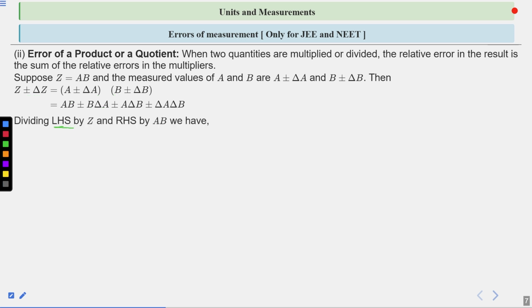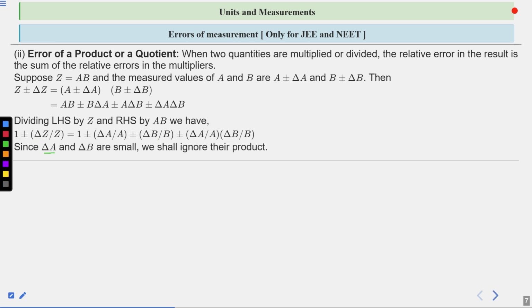Dividing LHS by Z and RHS by AB, we have 1 plus minus delta Z divided by Z is equal to 1 plus minus delta A divided by A plus minus delta B divided by B plus minus delta A divided by A into delta B divided by B. Since delta A and delta B are small, we ignore their product. So this is all about the product.